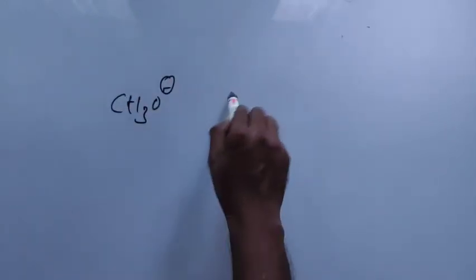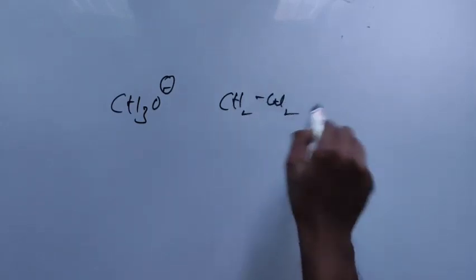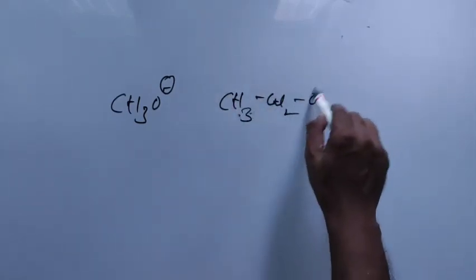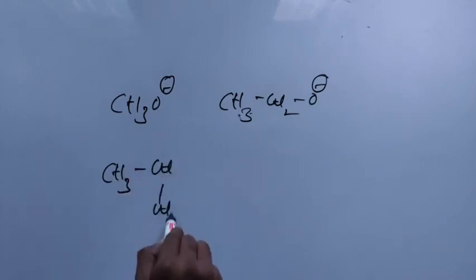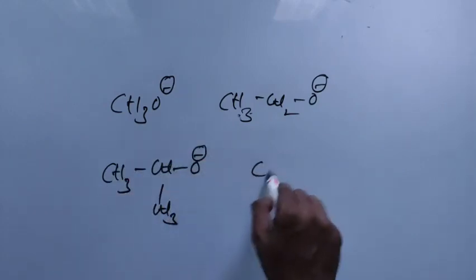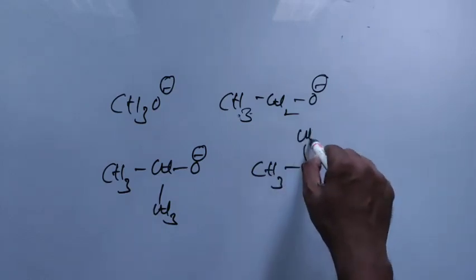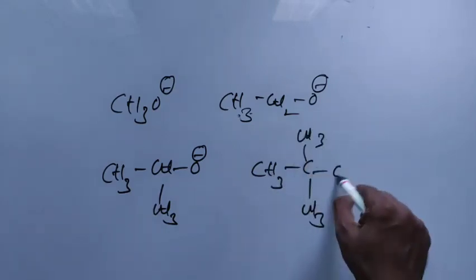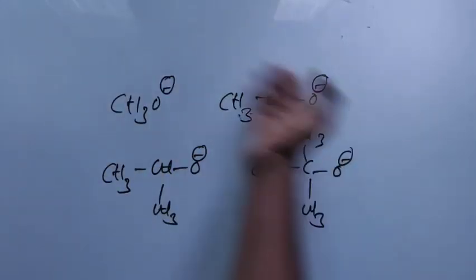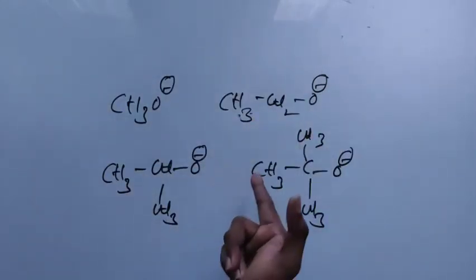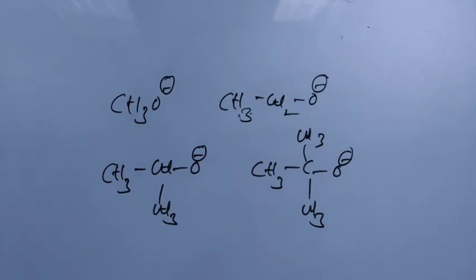This is the second question. This is the other aspect. Now consider the third aspect. They might have given you methoxide ion, they might have given you ethoxide ion, they might also have given you isopropoxide ion, they might also have given you tertiary butoxide ion, (CH3)3C-O minus. So they might also ask you which among the four is the strong base?